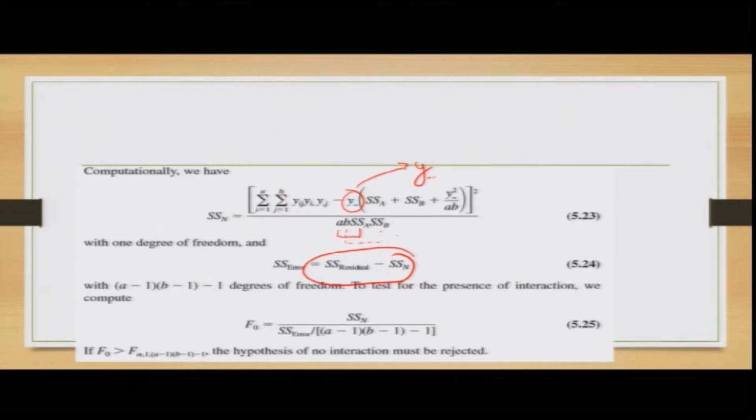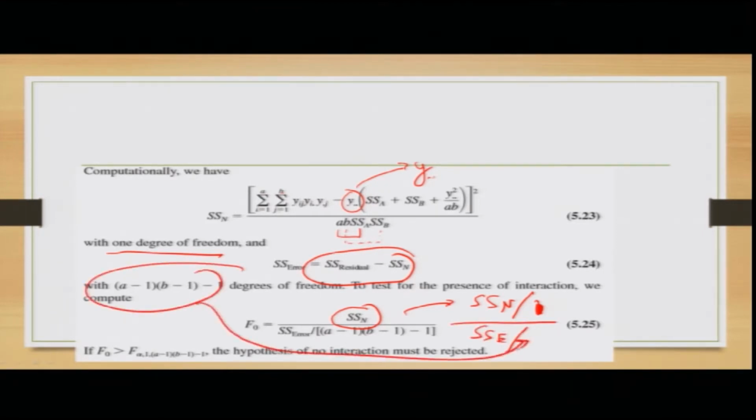To test for the presence of interaction, we find the f value under the null hypothesis, which is given by the ratio of SSN divided by its degrees of freedom, which is 1. So, technically this is SSN by 1, divided by SSE by its corresponding degrees of freedom, which is coming from here. So, you find the f value and test whether you accept or reject.